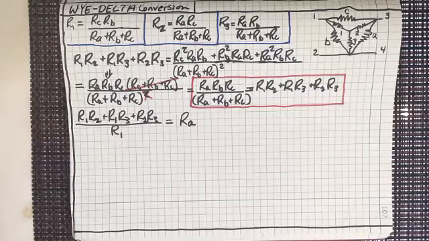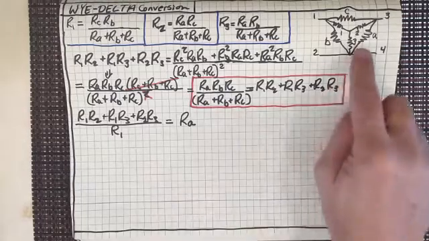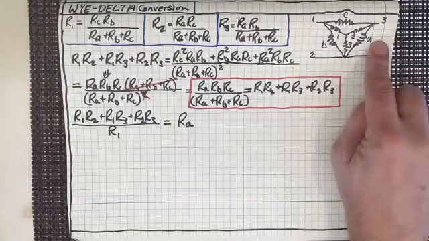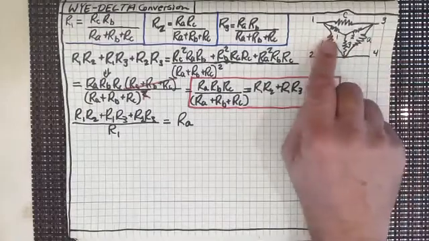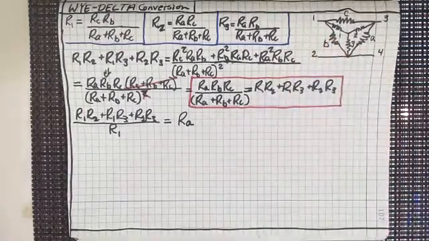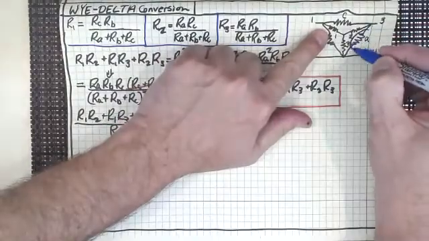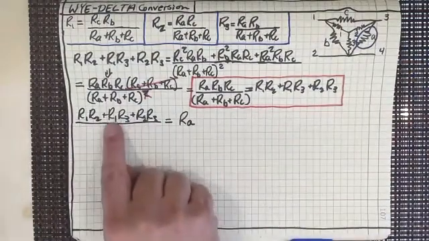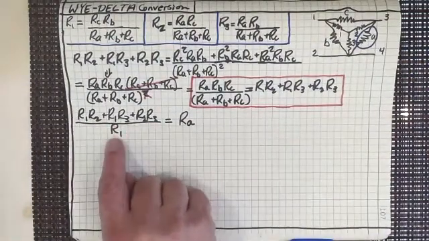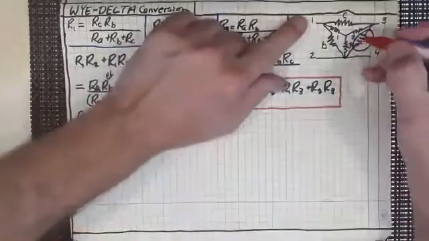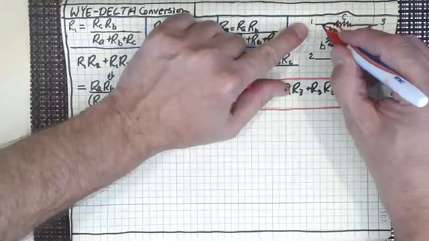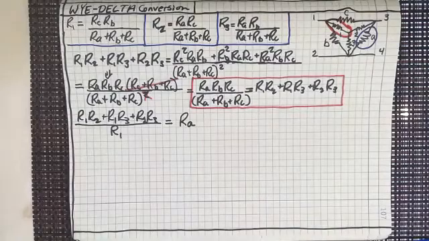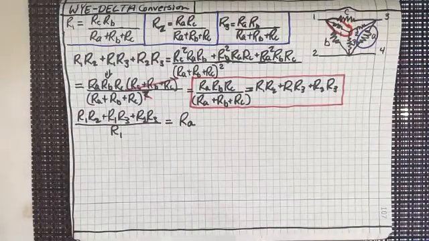Now, where do we get that from on the schematic here? Well, look at R sub A. R sub A is perpendicular to R1, isn't it? So, if we're looking to find R sub A, we're going to use the sum of the products of the resistors divided by the resistor opposite to R sub A, which would be R1. Does everyone see that?